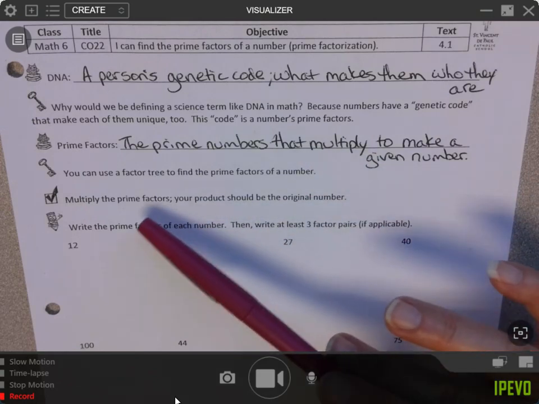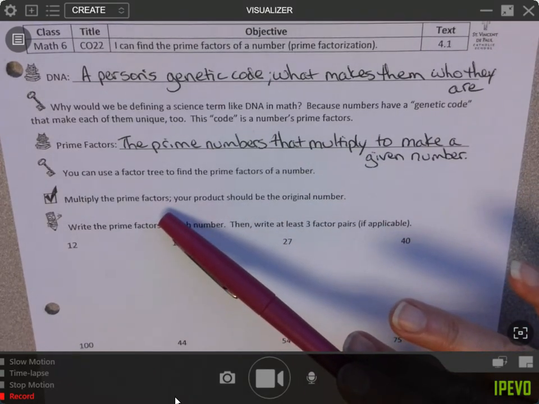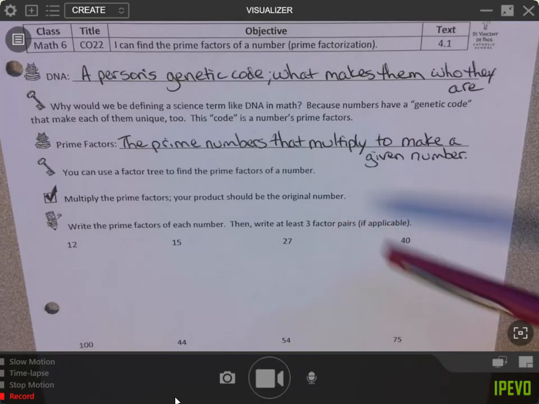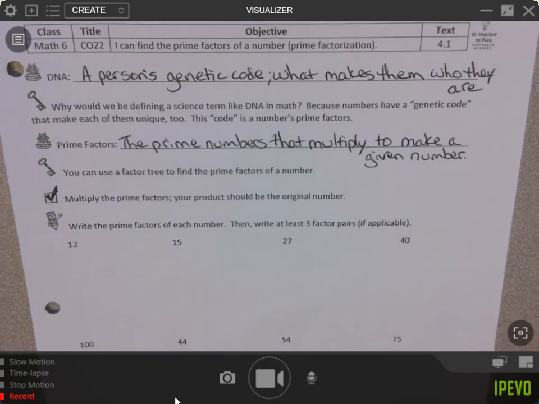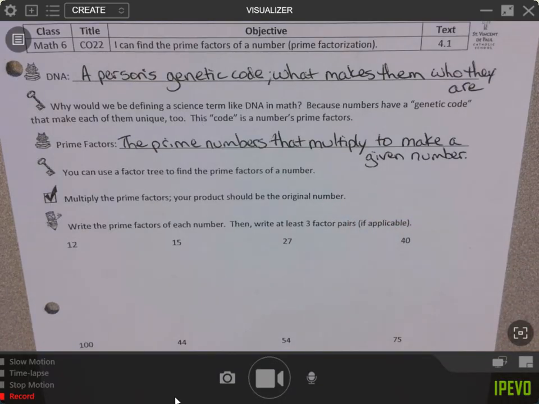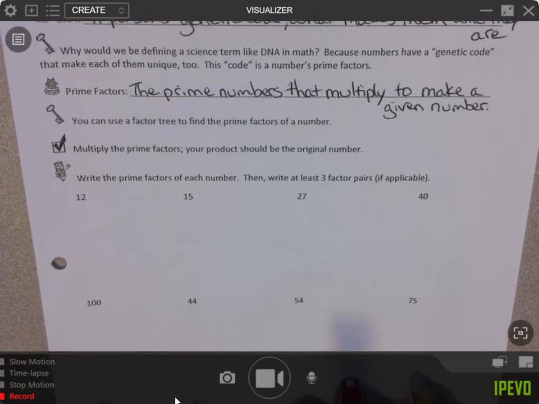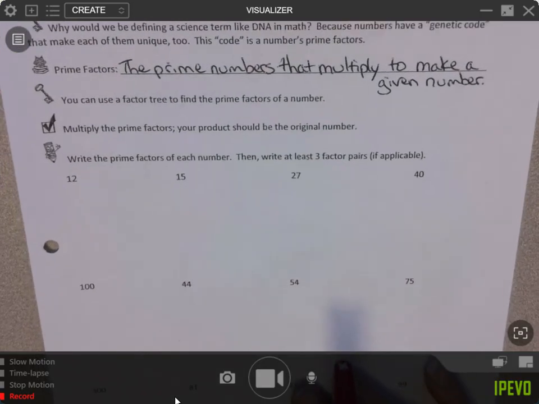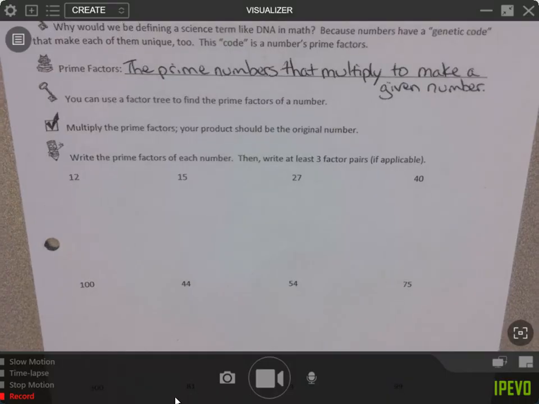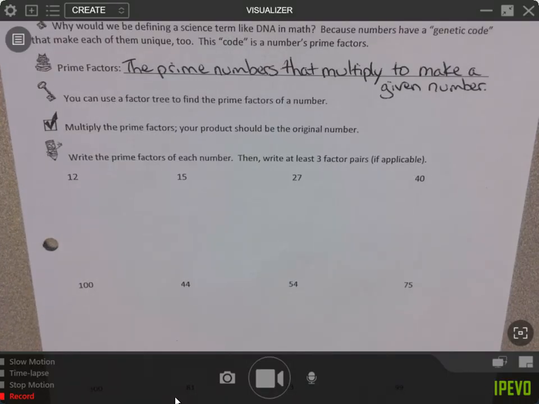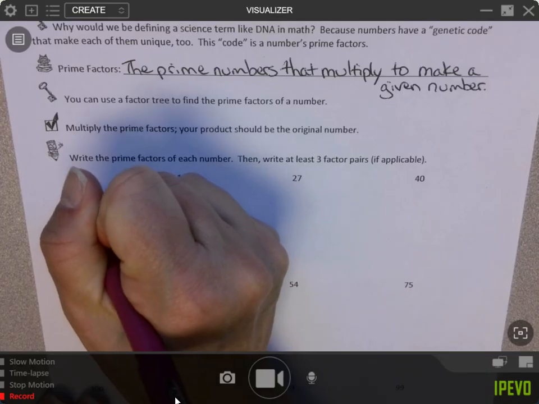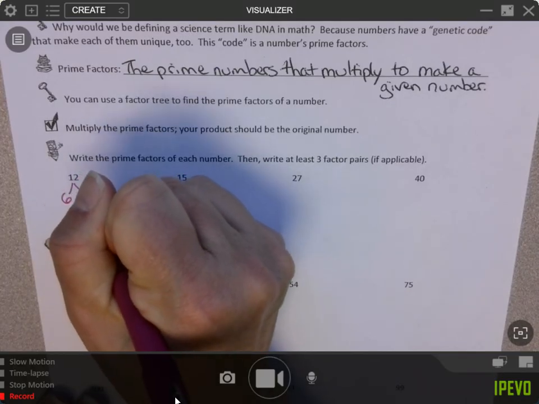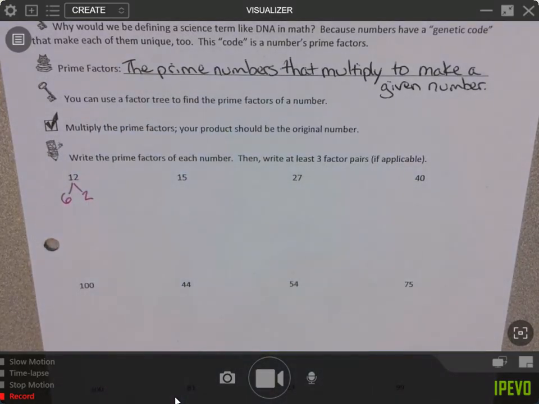At the very bottom, if you multiply all the primes together, your product should be the original number. So let's see how this looks. Let me move this up. Our first number is 12. What factor buddies could I break 12 down into? Bridget? Oh, like 6 and 2. Yeah, 6 and 2. So I'm going to break it down. 12 can get broken down into 6 and 2.